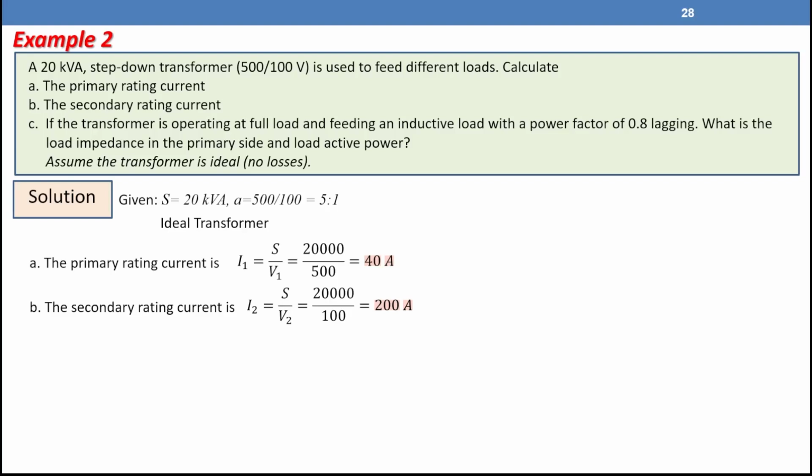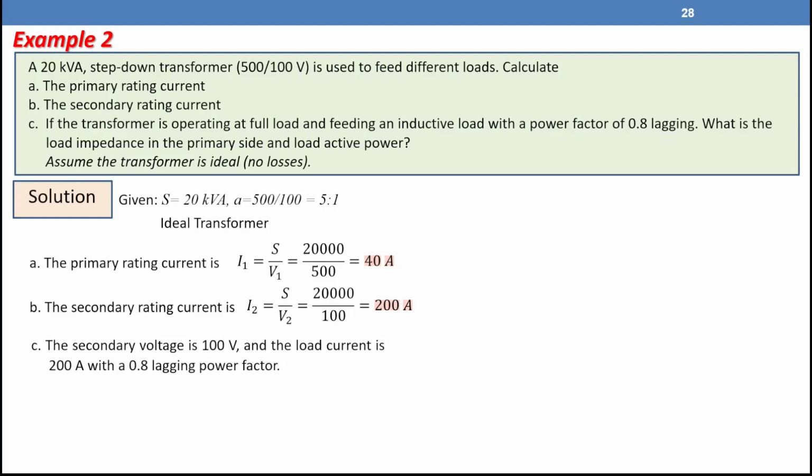Regarding the load impedance and the load power, we are going to use the voltage and current applied to the secondary side. Please note here that it's operating at full load. So the current in the secondary side is 200 ampere, with 0.8 lagging power factor. So the current is 200 at an angle of minus cosine inverse 0.8. What is the voltage applied to the load? That one is an ideal transformer, so the voltage applied to the load is 100 volt. We are going to assume it with angle 0. The power factor angle is the angle between voltage and current, so that one will be minus cosine inverse 0.8. Why minus? Lagging power factor.